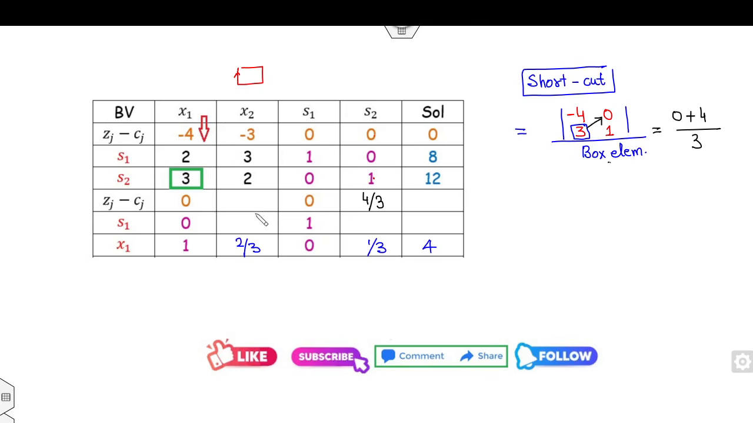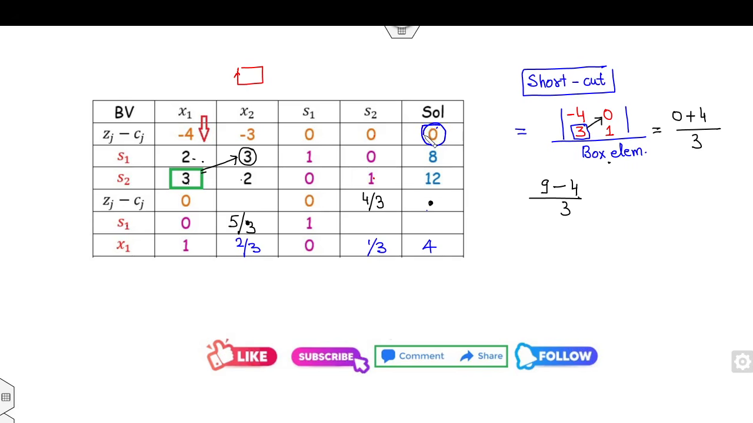Look at the other one. Say for example you want to calculate this number. What is the previous number? Corresponding to S1 is 3. Which 4 numbers can you take? These 4 numbers. So find the determinant, starting from the box element. So this will be 9 minus 4, divided by the box element. The box element is 3. So this number is 5/3.